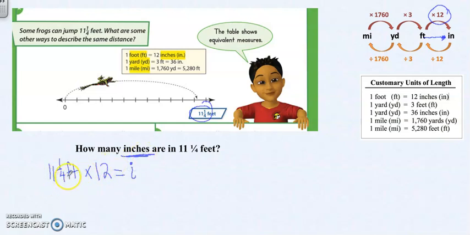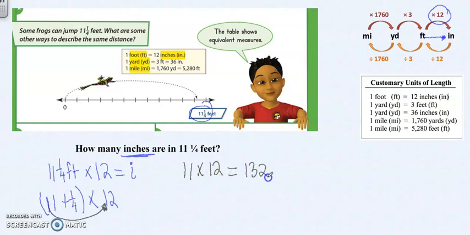How do I multiply 11 and 1/4 times 12? Well, I know 11 and 1/4 can be broken up into the whole number part and the fraction part. Then I can multiply each of those parts by 12 to get my answer. Let me use 2 different colors so that I can see my work well. First I'm going to do 11 times 12. That's the whole number part. 11 times 12 is 132.